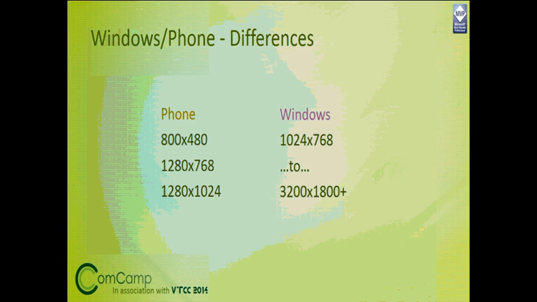So when we talk about Windows Phone, it has 3 different resolutions, and it is in a vertical shape. So it has 800 by 480, 1280 by 768, I believe that is half HD, and 1280 by 1024, which is full HD resolution. When it comes to Windows, it can come from 1024 by 768 to maybe 3200 by 1800, or there are more, so there are some devices which have more resolution than this. So whenever you are building application, you need to make sure that you are taking care of these resolutions and you are building adaptive user interface.